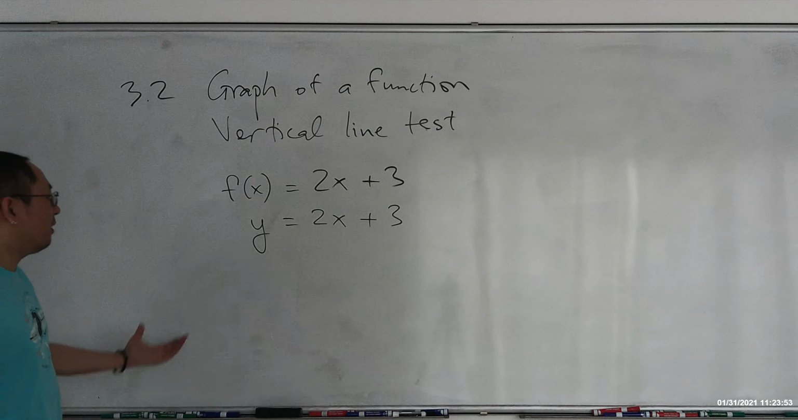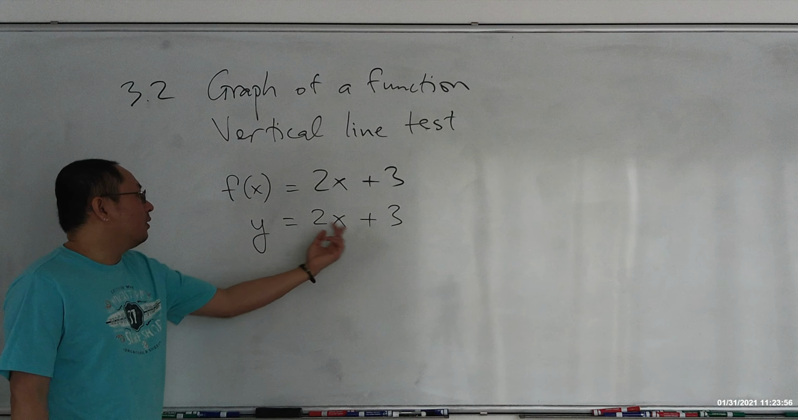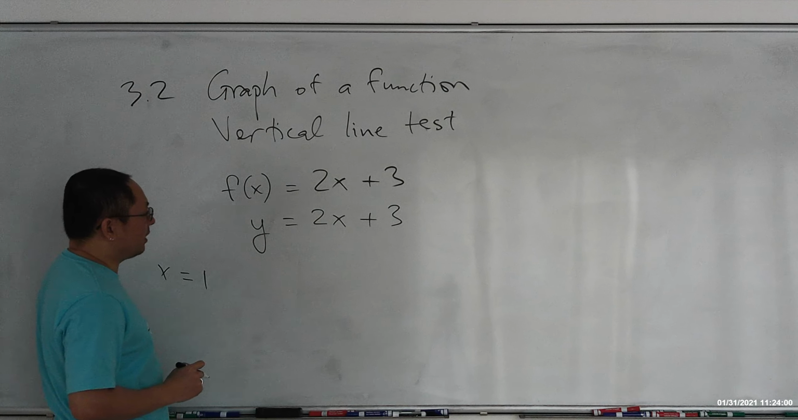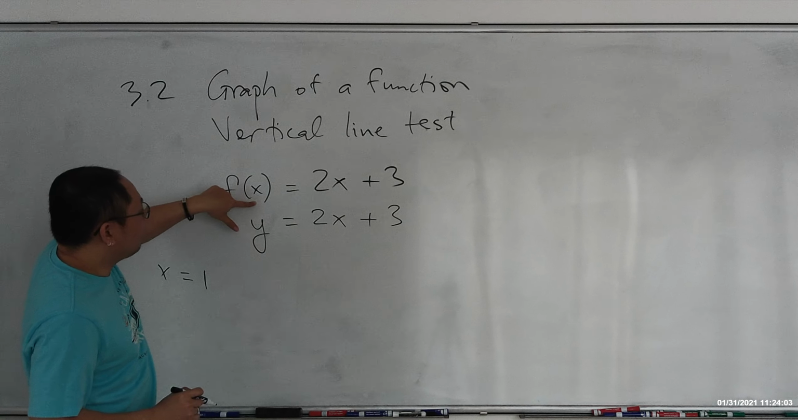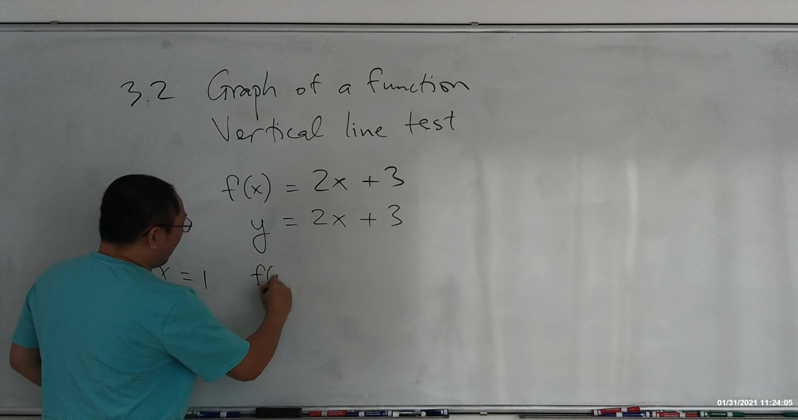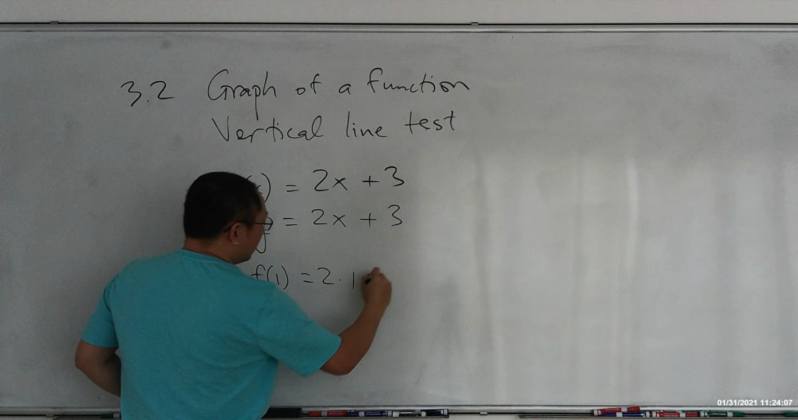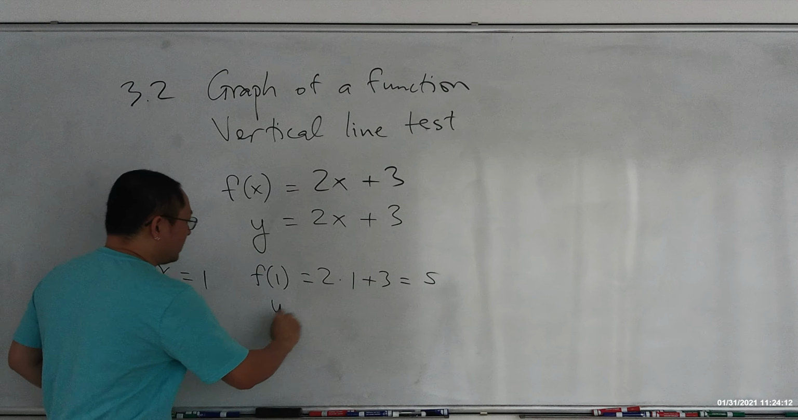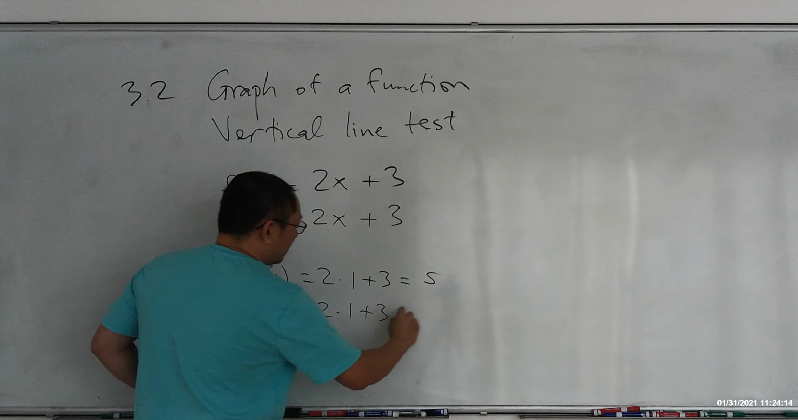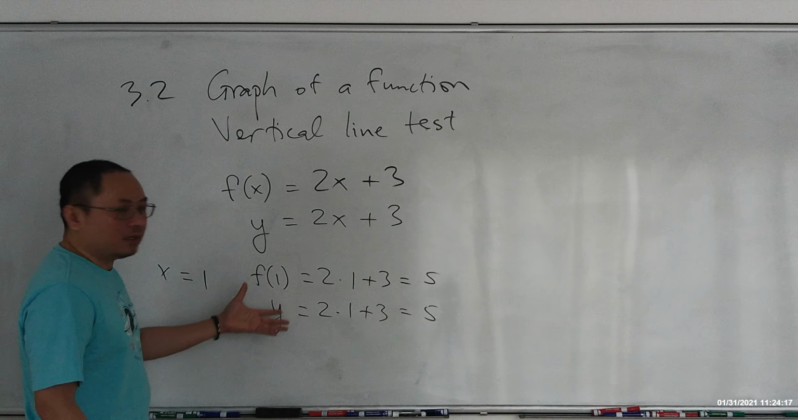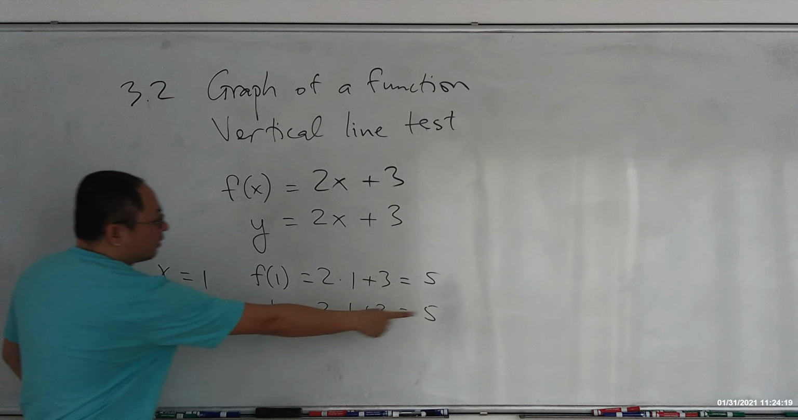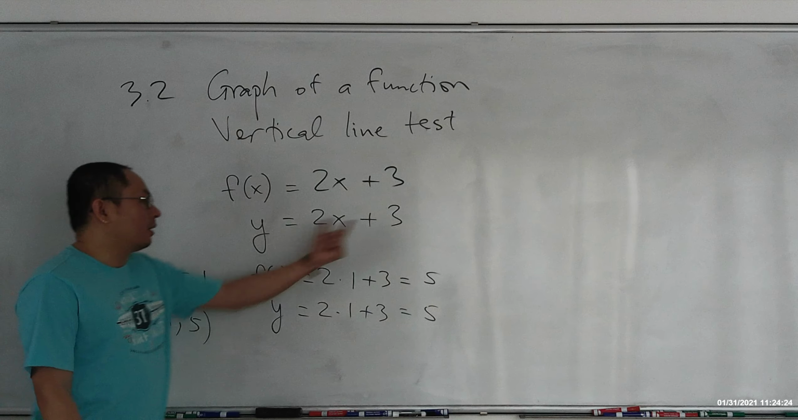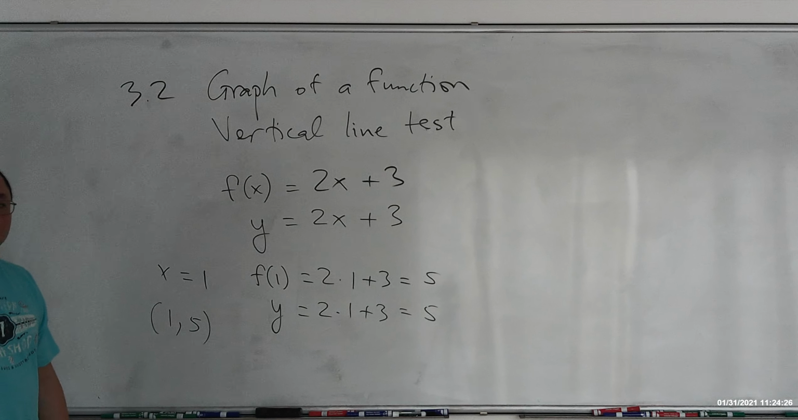And how do you find a point on the graph? Say you plug in the value of x, when x equals 1. Let me plug into both. If I plug into the first one, I get f of 1 equals 2 times 1 plus 3, which is equal to 5. If I plug into the second one, I get y equals 2 times 1 plus 3, still equal to 5. So either way, y is equal to 5, so the point (1, 5) is on the graph.